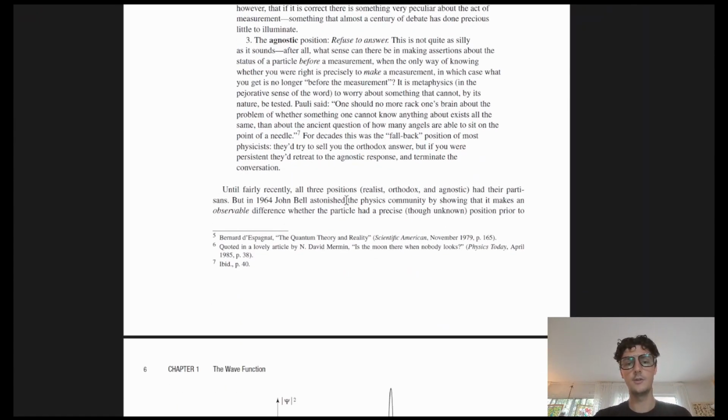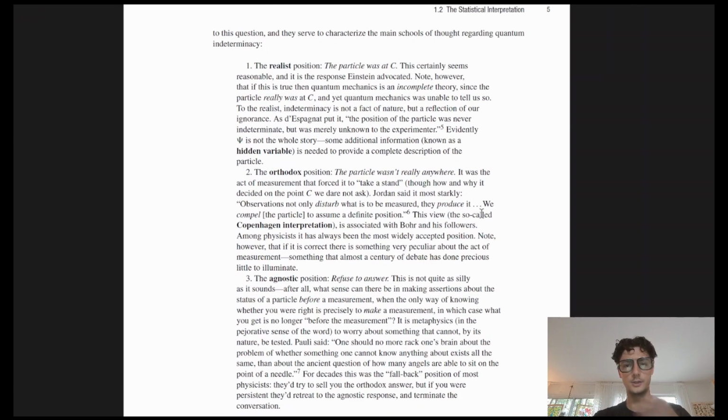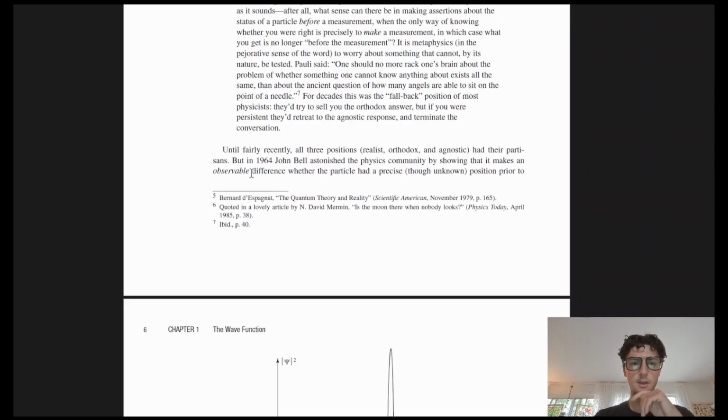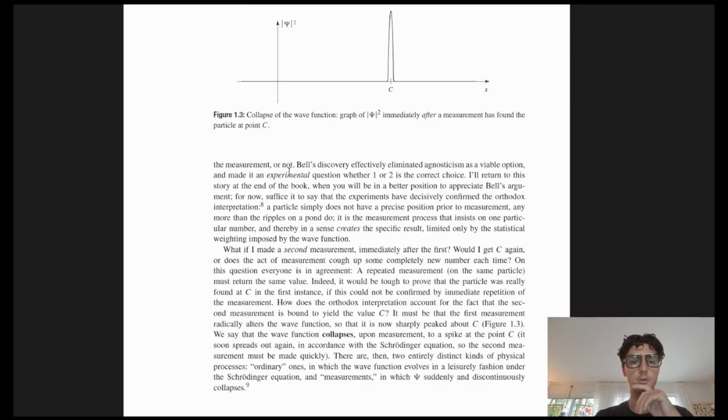Until fairly recently, all three positions, realist, orthodox, and agnostic, had their partisans. But in 1964, John Bell, who was... I swear I saw the name. Oh yeah, the guy that did the hidden variable experiment. But in 1964, John Bell astonished the physics community by showing that it makes an observable difference whether the particle had a precise, though unknown, position prior to measurement or not.